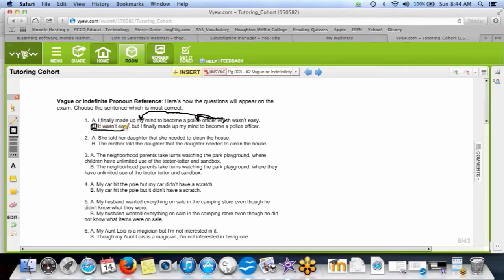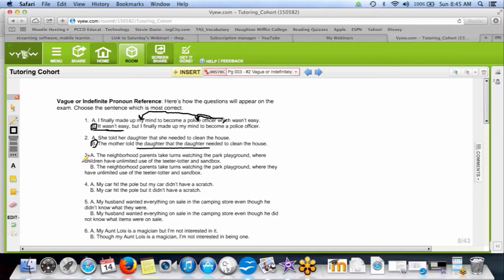Now we know what wasn't easy, but I finally made up my mind to become a police officer. And it's telling you exactly, okay? It wasn't easy, but I finally made up my mind to become a police officer. So B is correct. Let's take a look at 2. We're going to go with B, and the reason it's B is because we got that repeat here. Mother told the daughter that the daughter needed to clean the house.